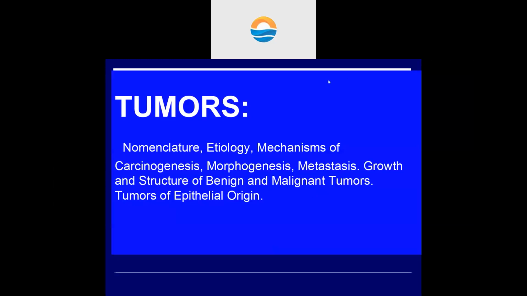So today we study tumors. This is the first lecture about tumors. Today we are talking about nomenclature, etiology, carcinogenesis, morphogenesis, metastasis, growth and structure of benign and malignant tumors, and tumors of epithelial origin.